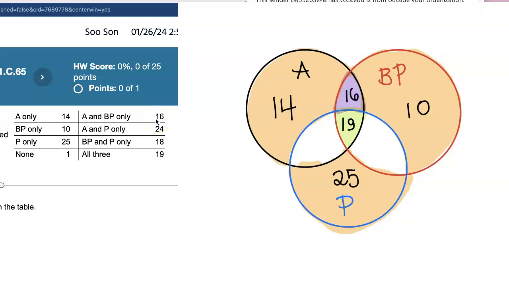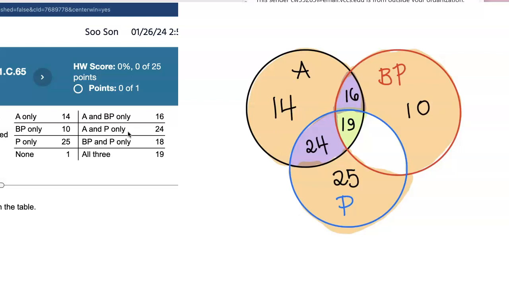Let's do this one now. This right there is the intersection of A and P, but outside BP, right? This big purple section, you notice how it doesn't touch the BP circle. It's outside the blood pressure. So these are the people who only take antibiotics and pain medication. So you're looking for A and P only. A and P only. That will be 24. I'll write down 24 here.